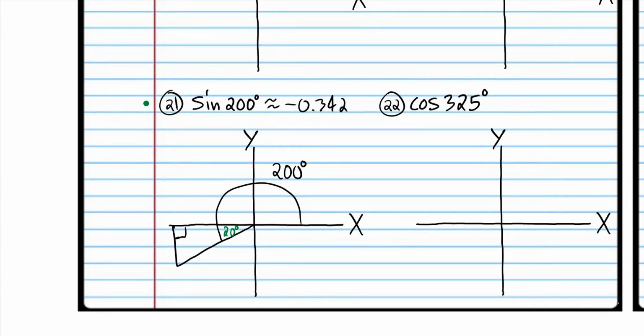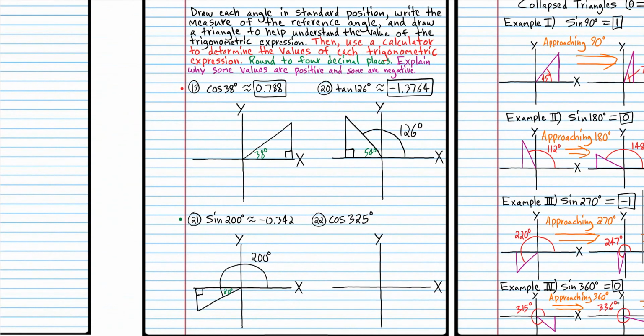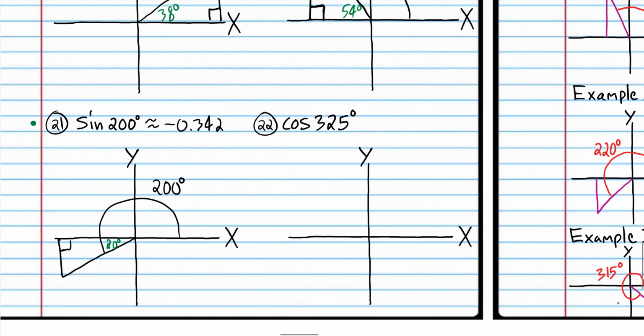So if you got that right, excellent. Go ahead and try number 22. When you come back, we'll do it together. Okay, we're back. So let's rotate 325 degrees. So that would get us to about there. And let's draw the reference angle. That's going to be 35 degrees.